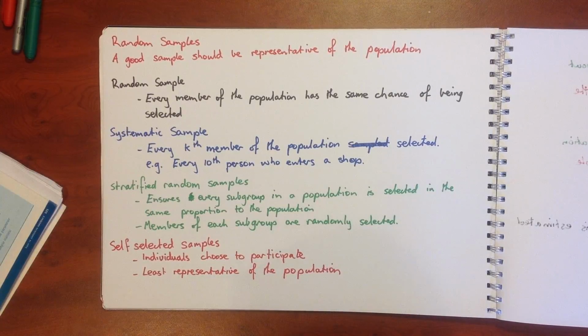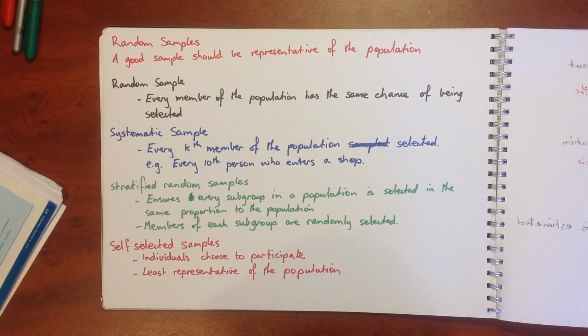Stratified random samples ensure that every subgroup in a population is selected in the same proportion as in the population. Members of each subgroup are then randomly selected. An example of that is your population might be all students in years 9 to 12. By doing a stratified random sample, you're going to make sure that students from years 9, 10, 11 and 12 are selected, in the same proportion as they occur in the whole population of years 9 to 12. Then members within each of those year levels are chosen randomly.